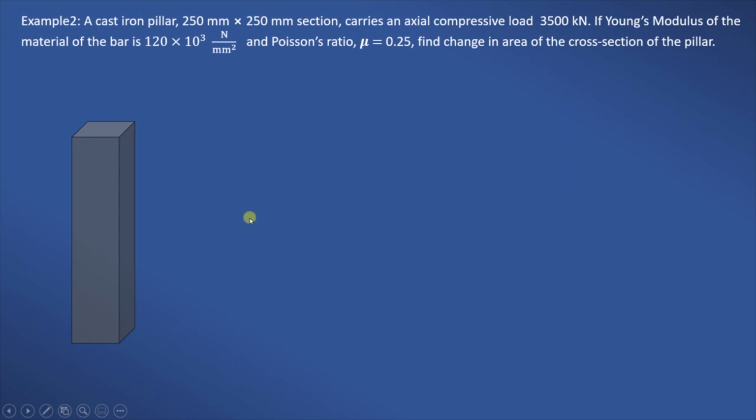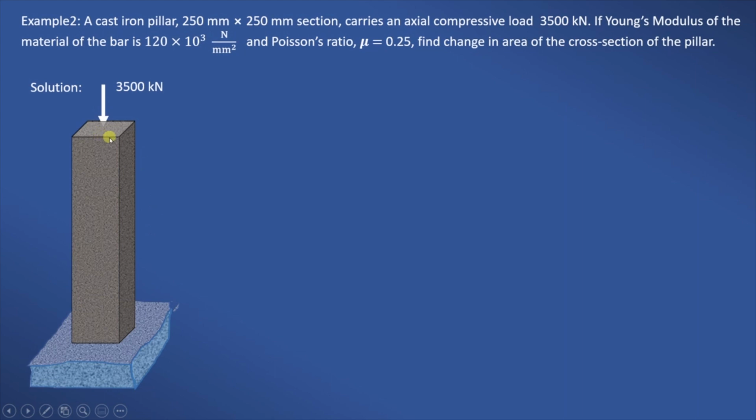Now let's consider this problem. A cast iron pillar 250 mm into 250 mm section carries an axial compressive load of 3500 kN. If Young's modulus of the material of the pillar is 120 into 10 raised to 3 Newton per millimeter squared and Poisson's ratio mu is 0.25, find change in area of the cross section of the pillar. Remember, here you are asked to find change in area of the cross section. So what you are going to find out? Strain in cross sectional area.